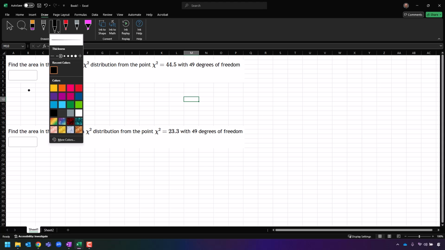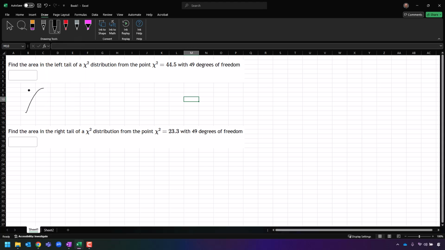So the chi-squared distribution isn't one that I necessarily know super well, but it goes something like this. And we'll have a test statistic here of 44.5. I don't know where that is, I'm just kind of making it all up. And we're looking for the area in the left tail. So that's all of this.